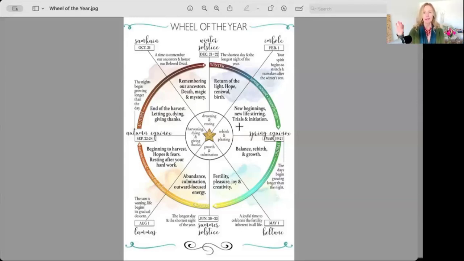Now, the spring equinox happens when we enter 0 degrees Aries. 0 degrees Aries is the spring in the Northern Hemisphere, and Aries is a cardinal sign, an initiatory sign. So we have fixed signs, cardinal signs, and mutable signs. These quarter crosses are cardinal signs, and that's what makes up the equinox.